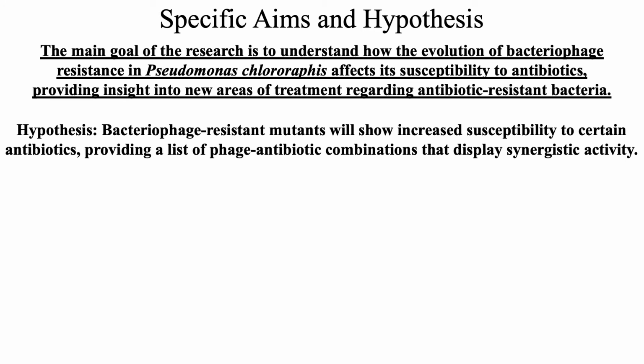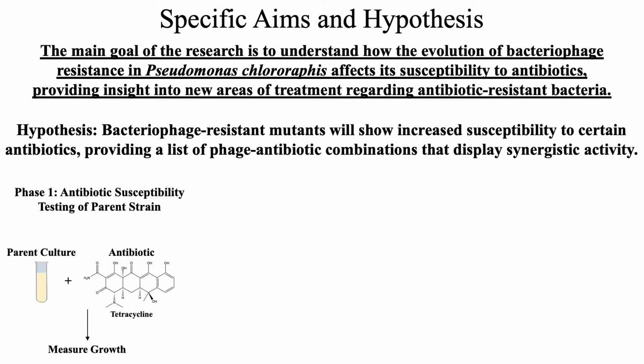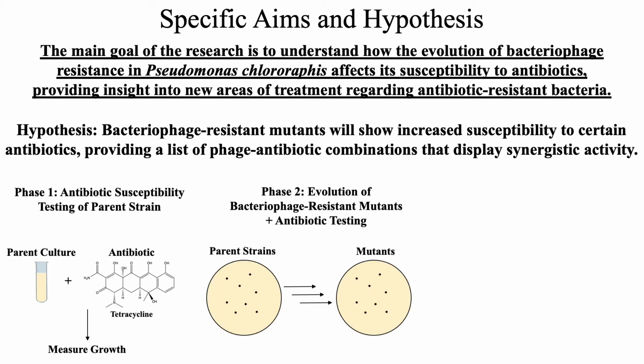The hypothesis is that bacteriophage-resistant mutants will show increased susceptibility to certain antibiotics, providing a list of phage-antibiotic combinations that display synergistic activity. The experiment is divided into three main phases, with the first phase being the antibiotic susceptibility testing of the 14b11 parent strain.